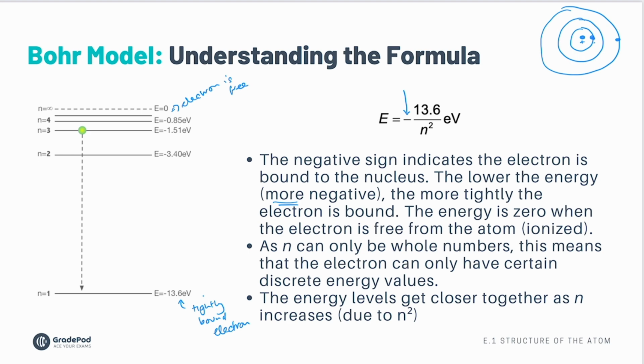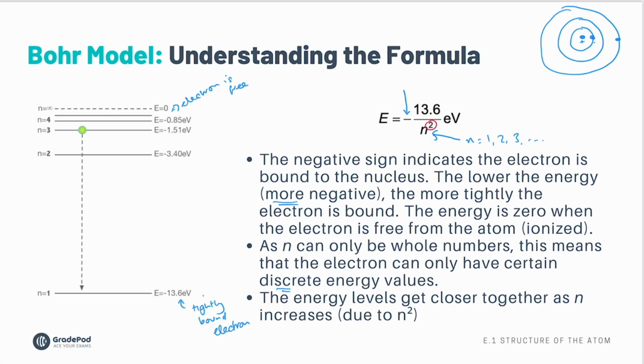Another reason why we have a negative energy. Down here, n is only whole numbers. n can be 1, 2, 3, and so on. It's the number of the orbit. That means, as we saw before, that the electron can only have certain discrete energy values. And finally, and this is something that a lot of students don't pick up on, as the energy levels increase in number, so we go from n equals 1, n equals 2, n equals 3, n equals 4, n equals 5, you'll notice that those energy levels get closer together. And that's because we've got this n squared value. So as the electron gets further away from the nucleus, the energy levels get closer together because we've got an n squared value.